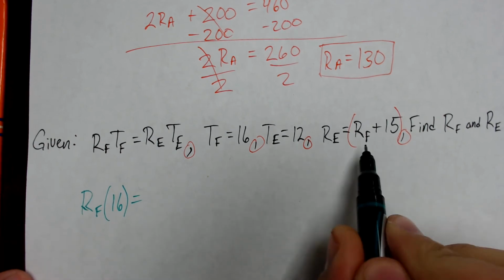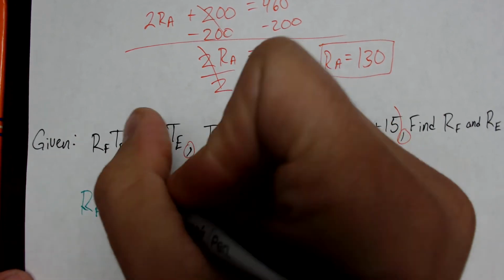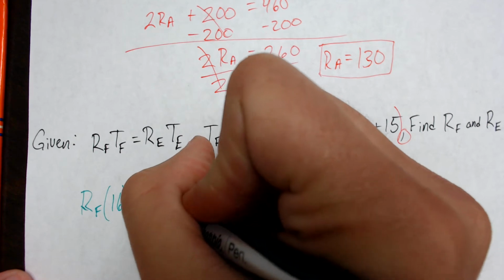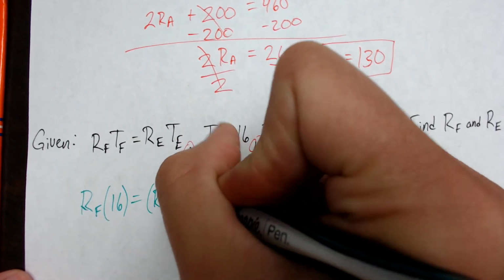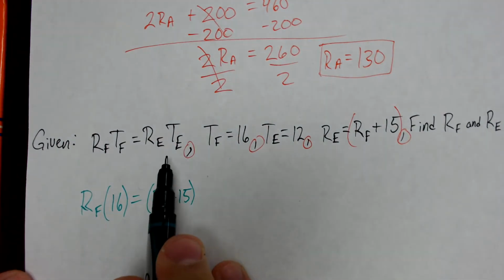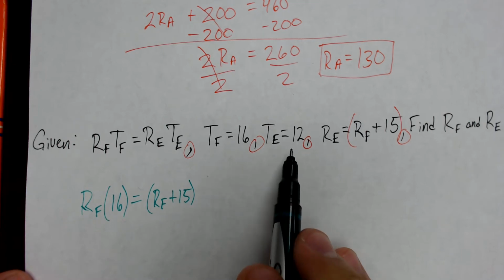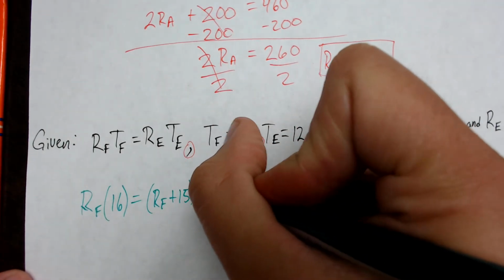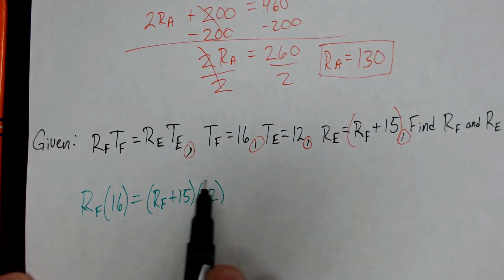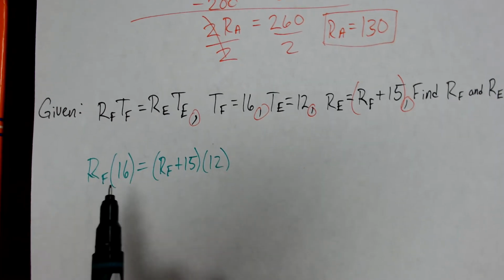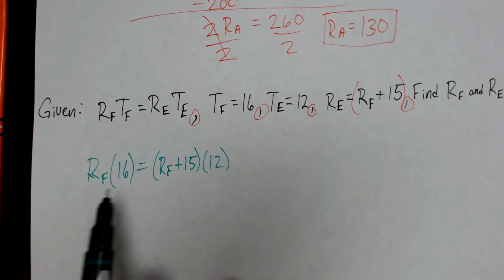Now, this is where it gets a little tricky. Rate of E is equal to RF plus 15. So in parentheses, I put rate of F plus 15. Then time of E, I substitute, is 12. So times 12. All right, there we go. I'm done plugging things in. And now I've got an equation with only one unknown, rate of F.